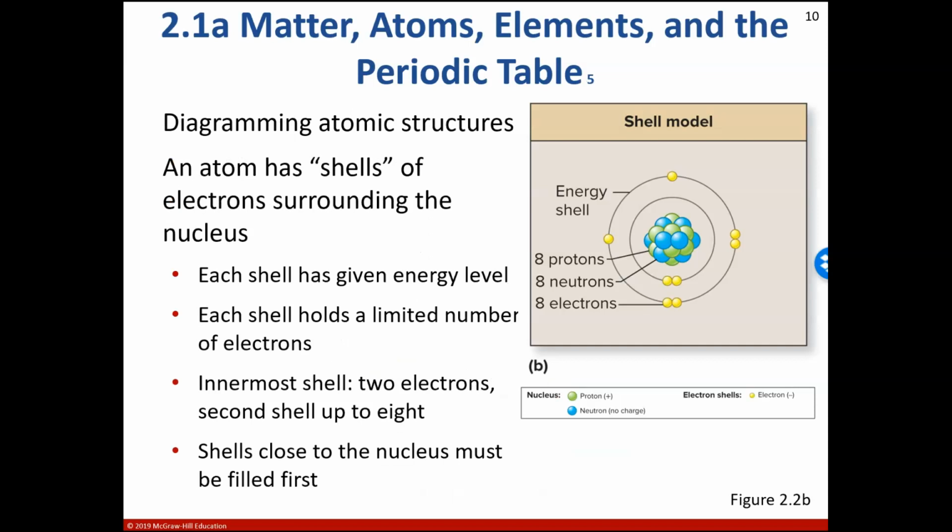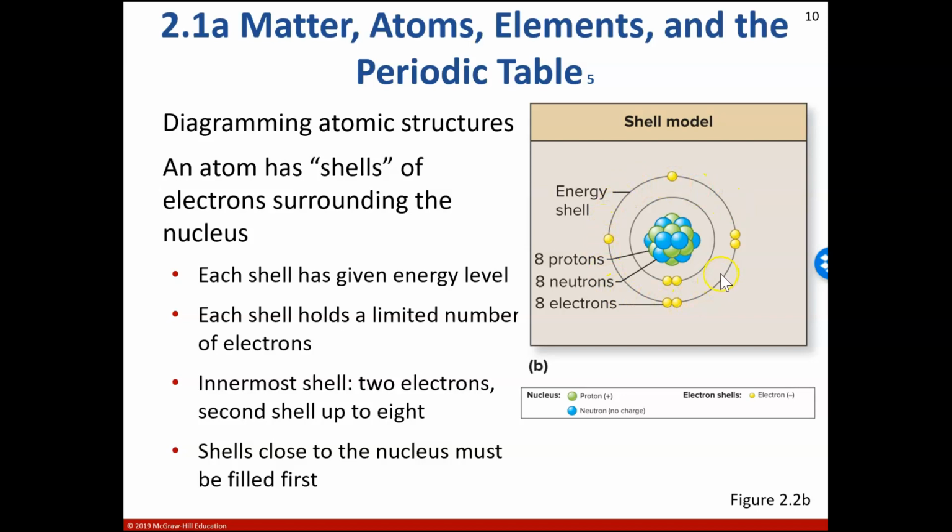And now let's talk about diagramming atomic structures. An atom, like we said, is going to have these shells or these orbitals of electrons surrounding the nucleus. And each shell is given an energy level. Each of these shells is going to hold a limited number of electrons. Like we said, that first inner one is going to hold 2 electrons, but then the second one is going to hold up to 8 electrons.